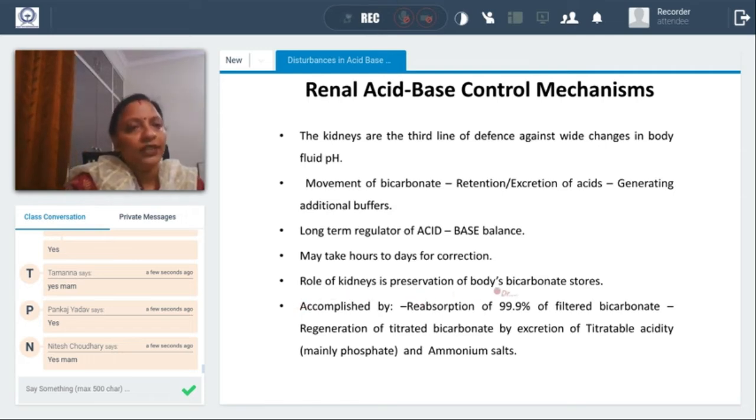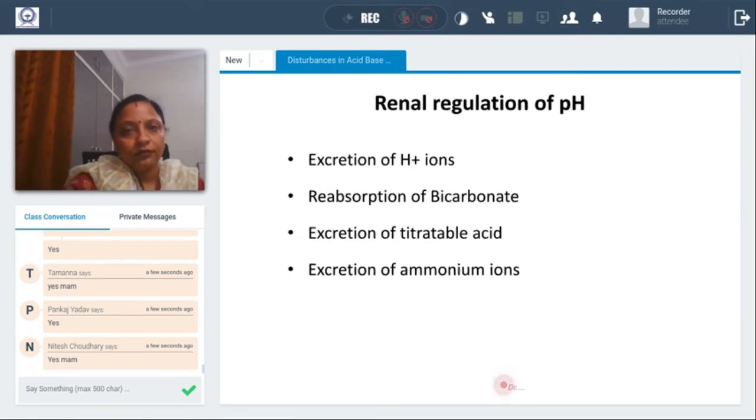The role of the kidney is preservation of the body's bicarbonate stores, HCO3 minus, accomplished by reabsorption of 99.9% of filtered bicarbonate, or regeneration of titratable bicarbonate by excretion of titratable acidity, mainly phosphate and ammonium salts. These are the three processes. So renal regulation of pH involves four processes: excretion of H plus ions, reabsorption of bicarbonate ions, excretion of titratable acids, and excretion of ammonium ions.